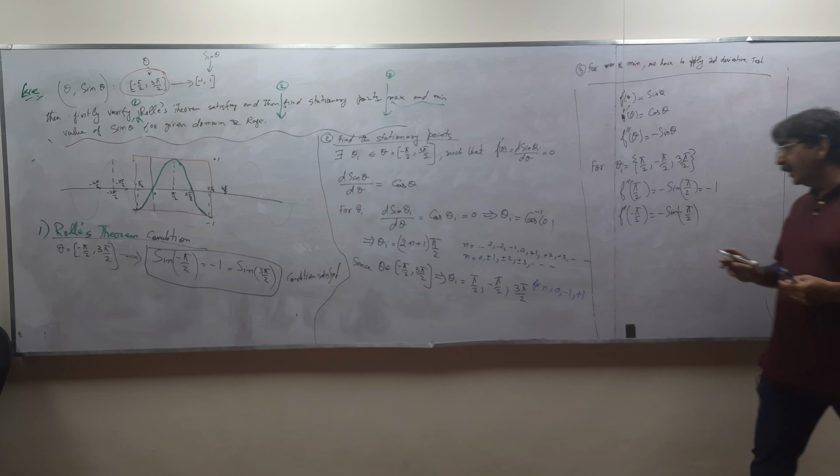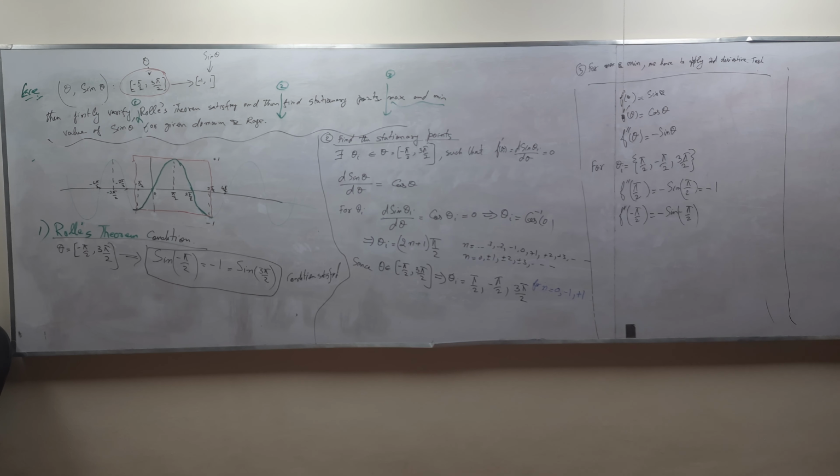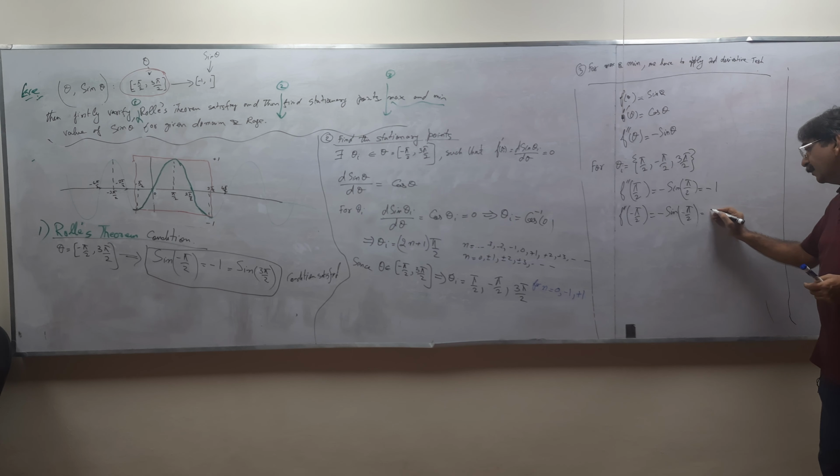If you don't have a calculator, always remember that sine is an odd function. I have already mentioned it many times. Sine theta is an odd function and cos theta is an even function. If there is a minus coming in the argument, then it will come out, and the minus minus will be plus, so that will be plus 1.